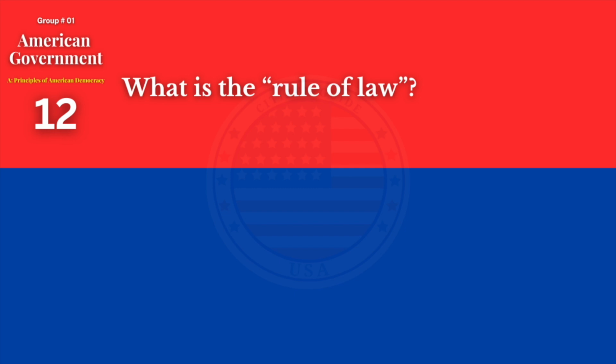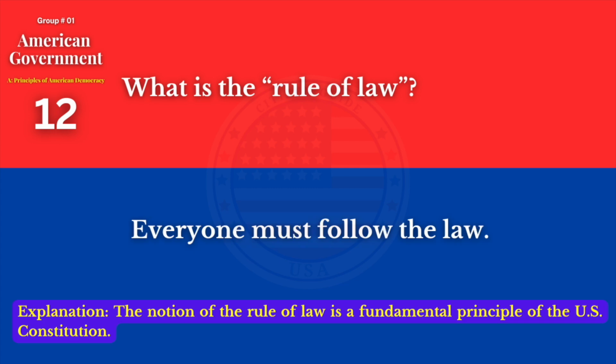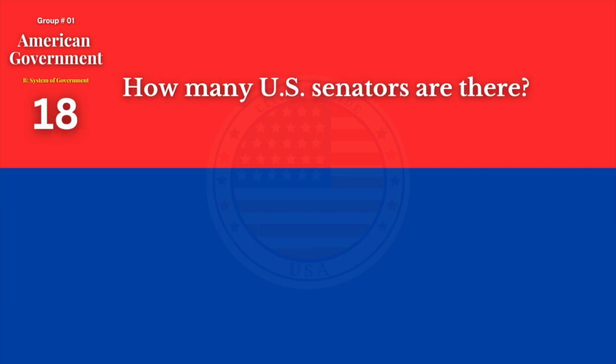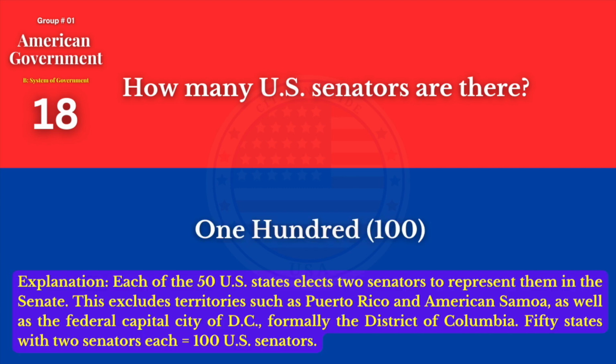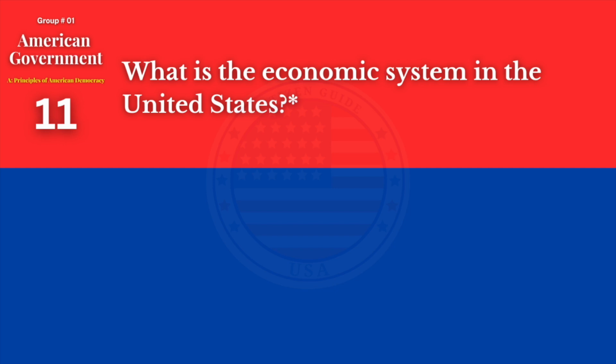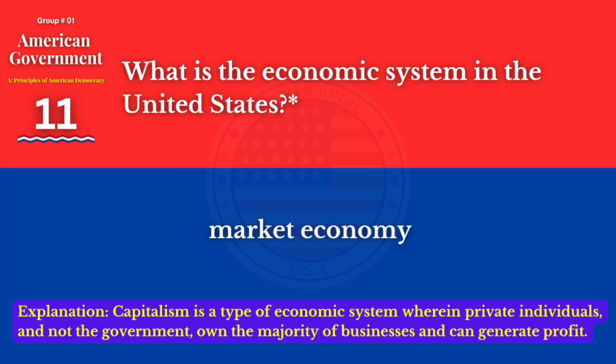What is the rule of law? Everyone must follow the law. How many U.S. senators are there? 100. What is the economic system in the United States? Market economy.